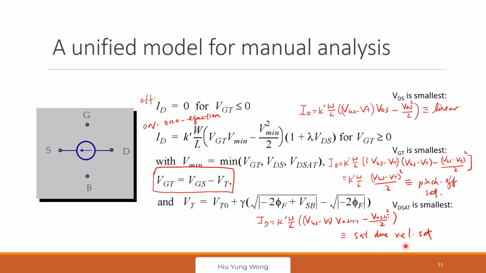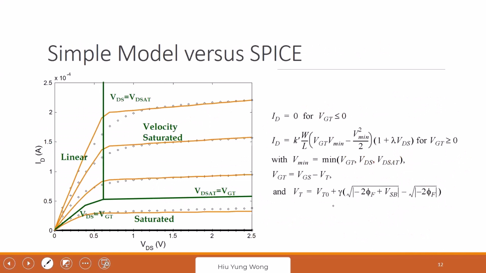Any questions? Right, so it's not too difficult, right? Only one equation. Take the minimum one. And then the threshold voltage, again, take the body effect into account. So how good is this equation? Again, this is just a model, right? So we try to compare to SPICE. You see that it fits pretty well, except in a certain corner region, right?